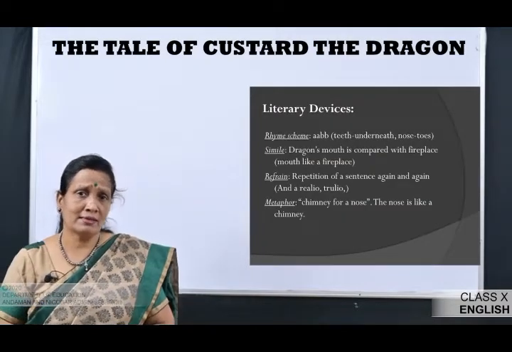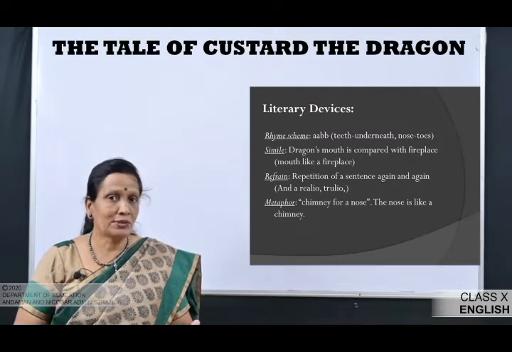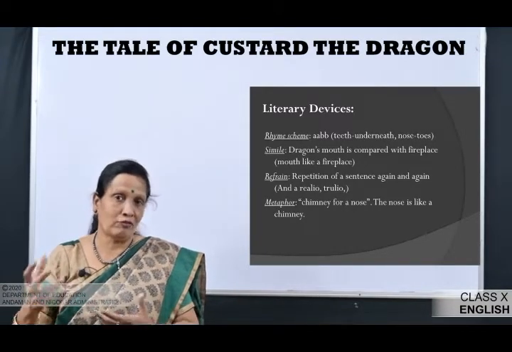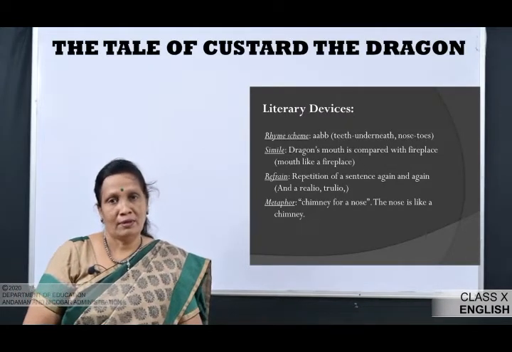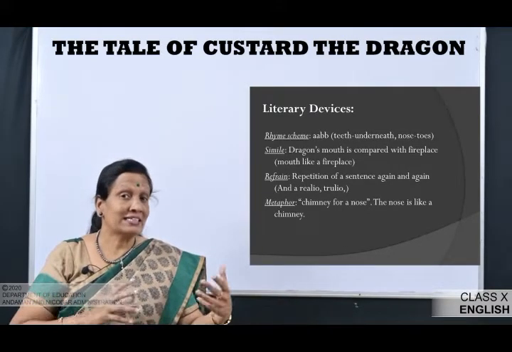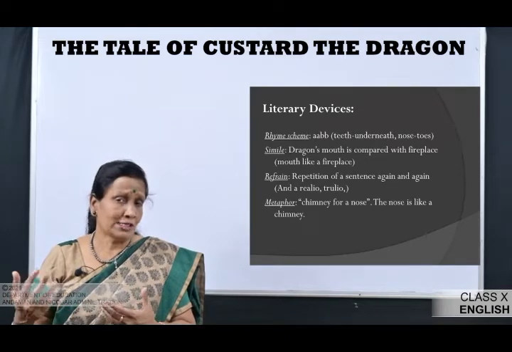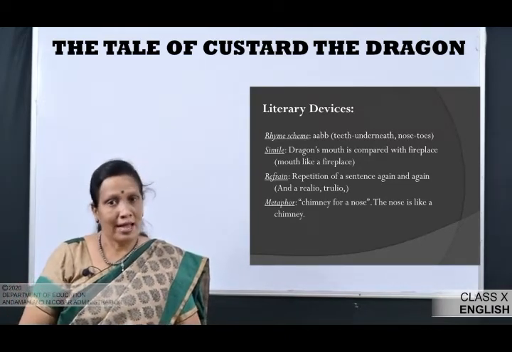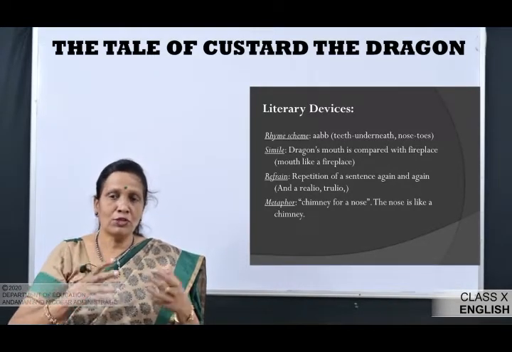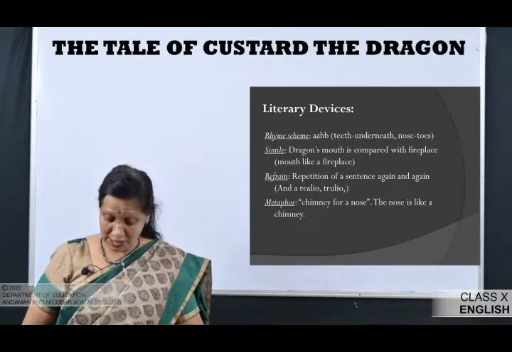Now the literary devices in the above stanza: rhyme scheme again is AABB, teeth, underneath and nose, toes. Similarly, a dragon's mouth is compared with a fireplace, mouth like a fireplace. And refrain, repetition of a particular line in a poem, a repetition of a sentence again and again. Here again, "and a realio trulio" has been repeated. Metaphor, as you know, is comparison without the use of like or as. So chimney for a nose, and the nose is like a chimney. So without the use of like, the poet has said chimney for a nose. So that's why it's a metaphor.